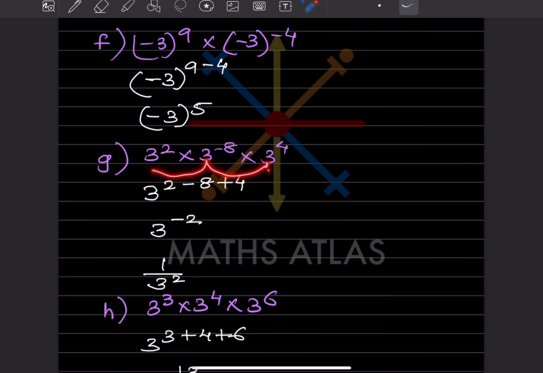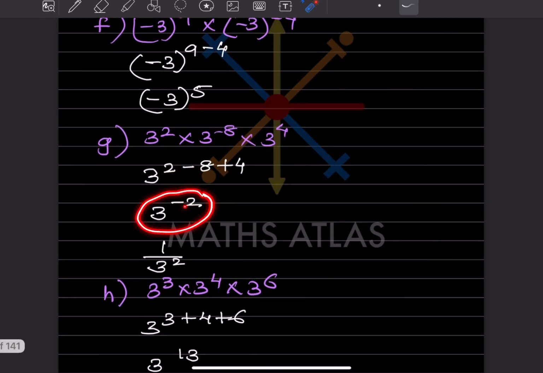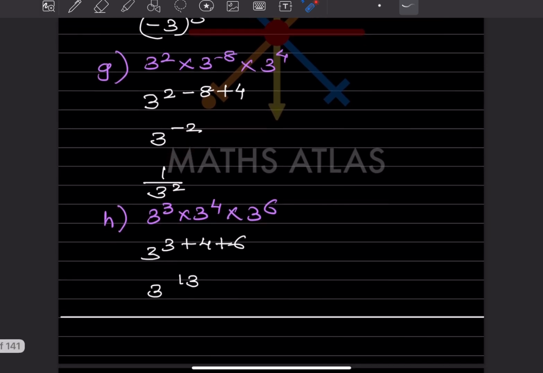The base is the same. This is multiplication. So we are going to add the indices. 2 minus 8 plus 4. So that will be 2 minus 8 is going to be minus 6 plus 4. That will be minus 2. So now we'll make it to positive because this is negative. So that will be 1 by 3 raised to 2.